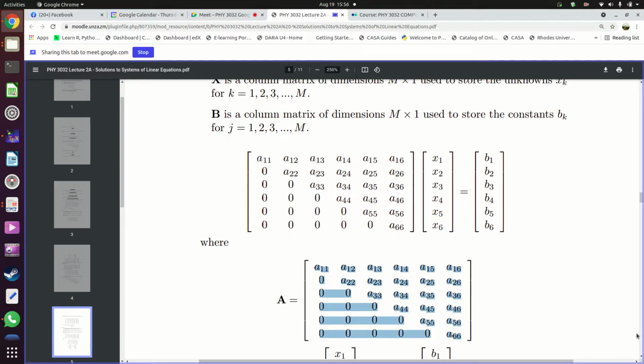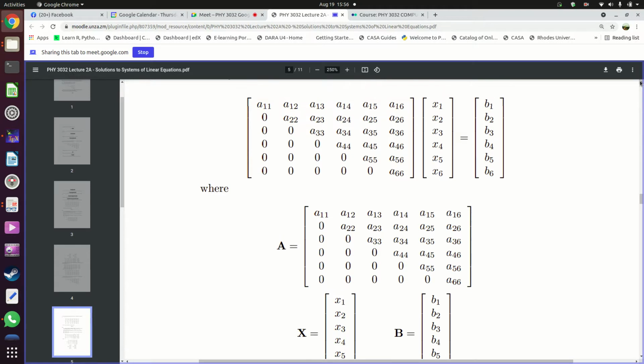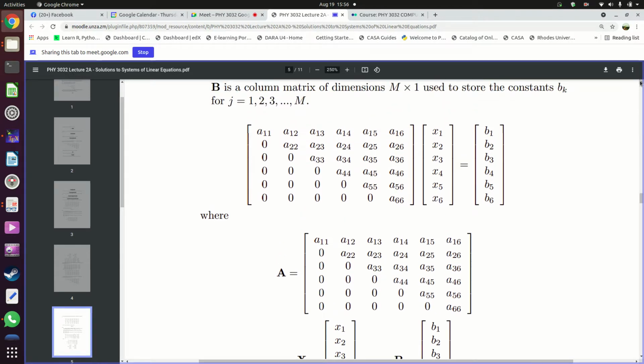This is where the name upper triangular comes from. You can see the coefficients which are not equal to 0, the ones above the diagonal, form a very nice triangle. Then your X is x1, x2, x3, x4, x5, x6, and your B is b1, b2, b3, b4, b5, b6. Is it clear? Yes, sir. Okay.